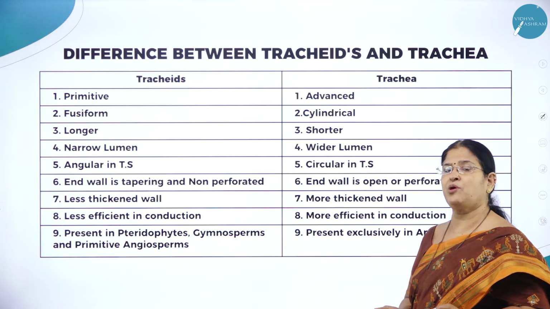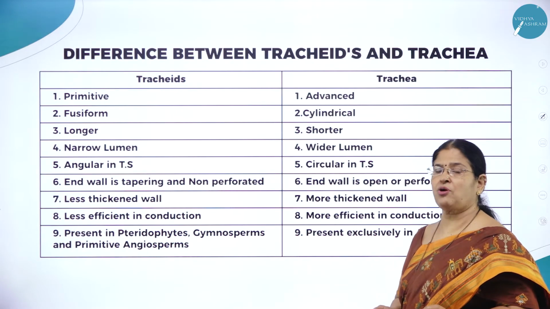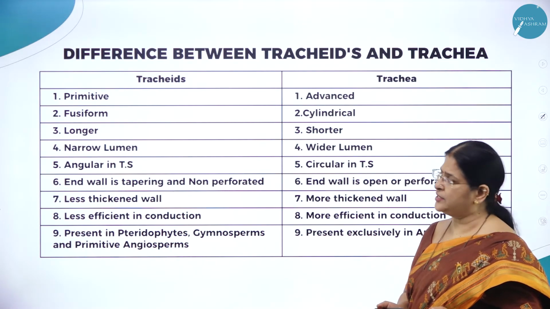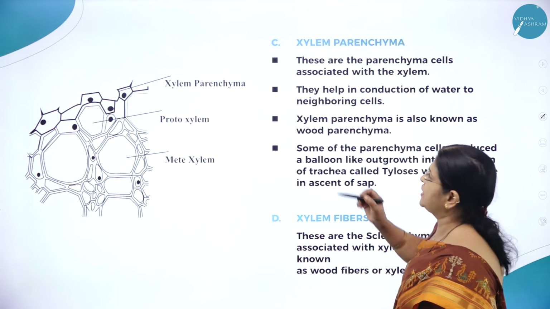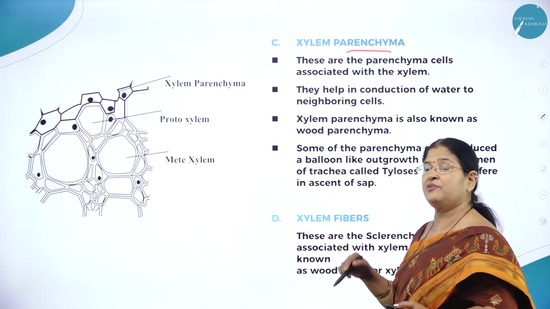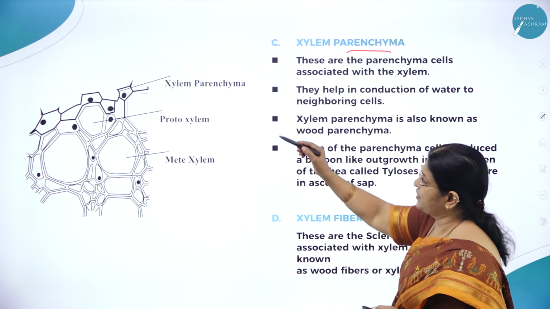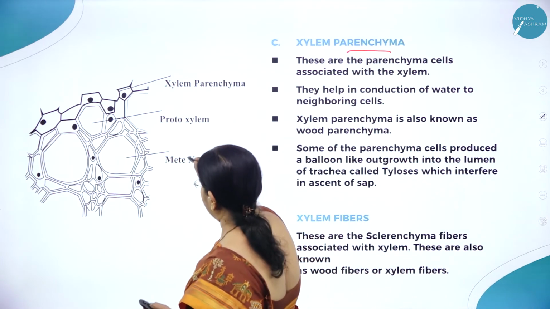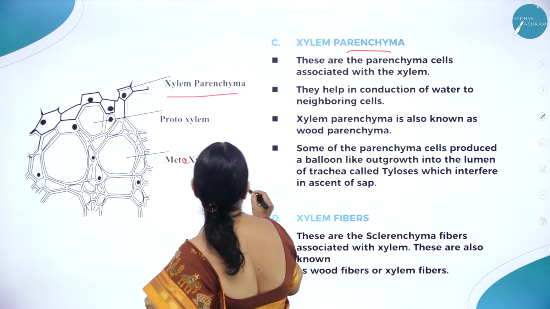Now let us study about phloem. Phloem is another complex permanent tissue which is otherwise called bast, which is a food conducting tissue. Moving on to xylem parenchyma, as we said, the parenchyma cells associated with xylem is called xylem parenchyma. Here you can see, xylem in association with parenchyma is called xylem parenchyma.